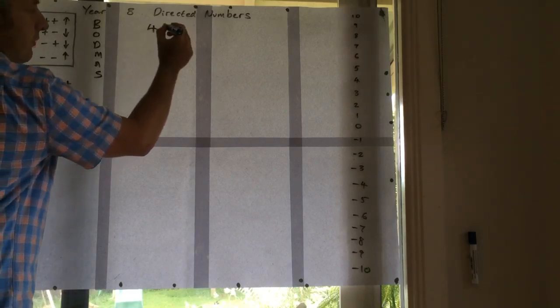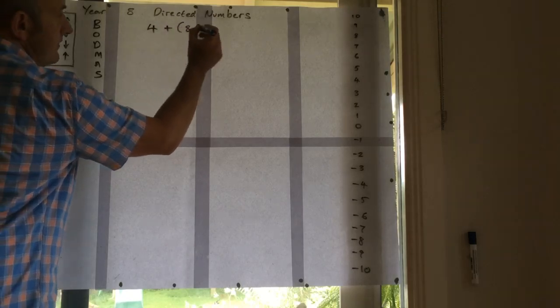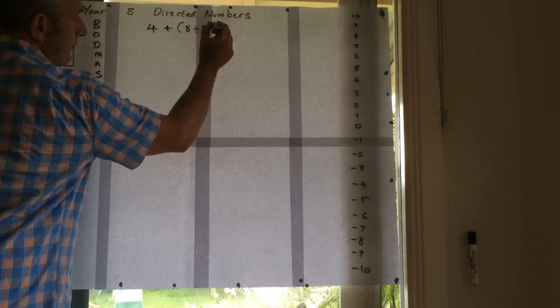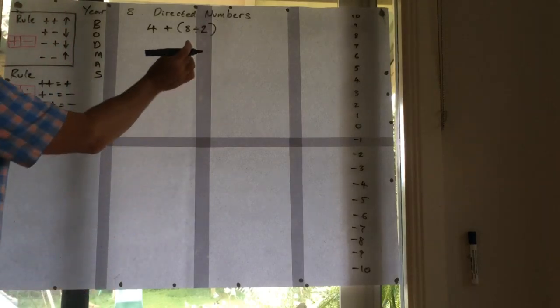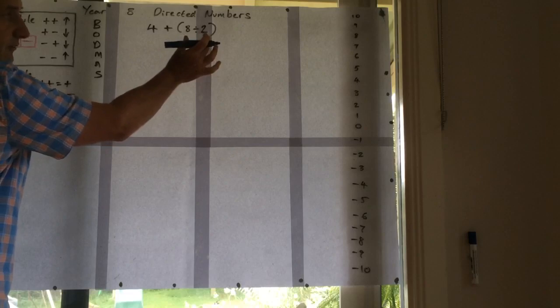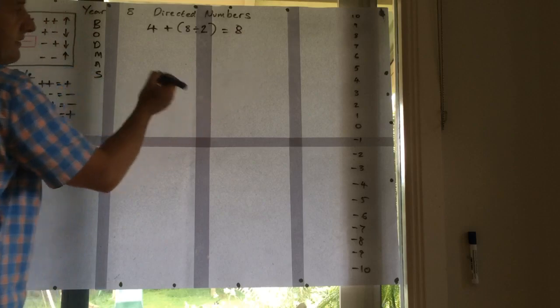4 plus 8 divided by 2. Okay, we're just going to keep it simple at the moment. So you can see that we're going to do this first, which is 4, and we're going to plus 4. So the answer is going to be 8.